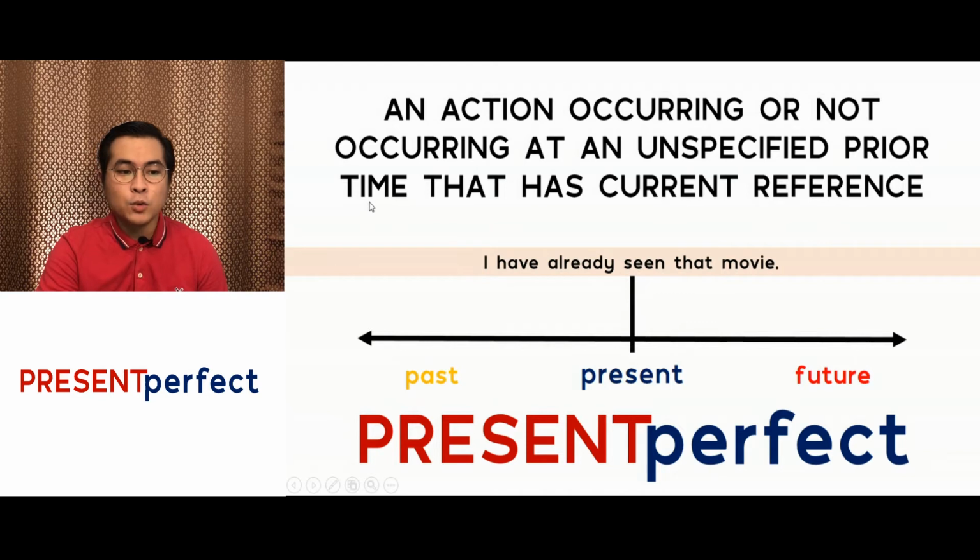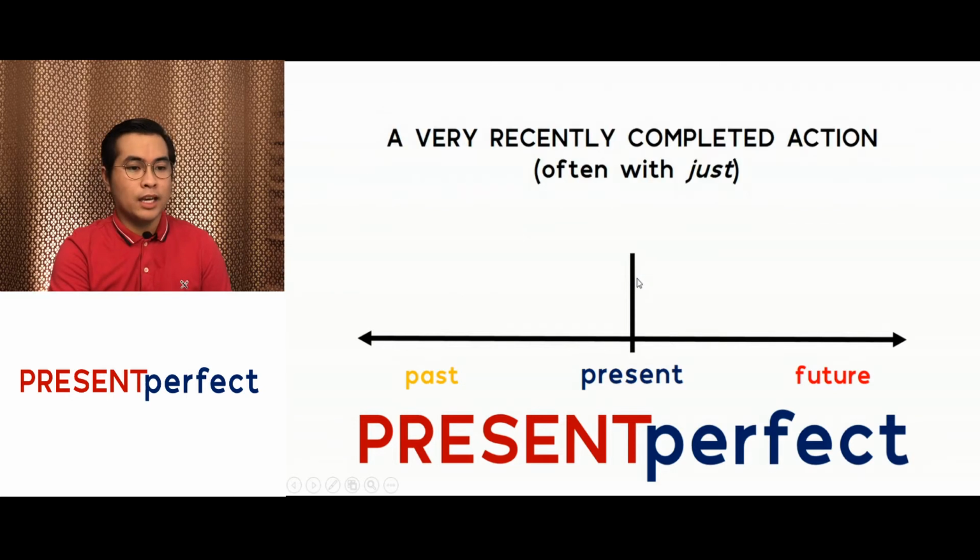So meaning, this one means it happened at a prior time and the reference is now. Okay, so for example, you are talking to that person. You said, "Did you watch this movie, or have you watched this movie?" And he could respond to you, "I have already seen that movie." So meaning, prior to that report in the present, to that current reference, that person already saw that movie.